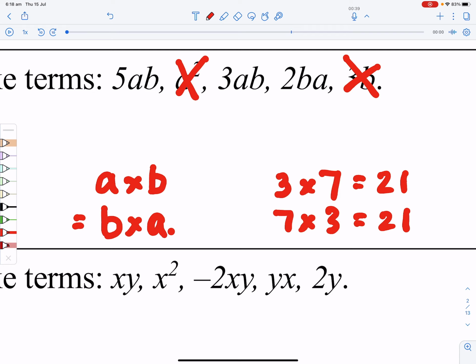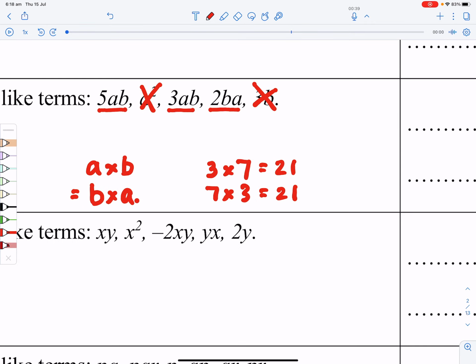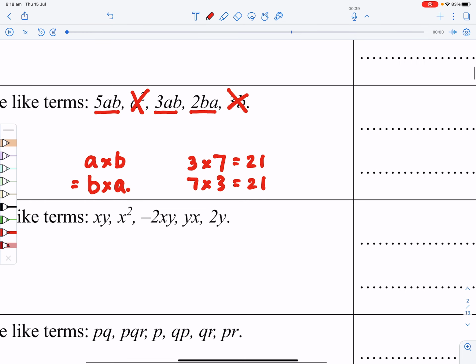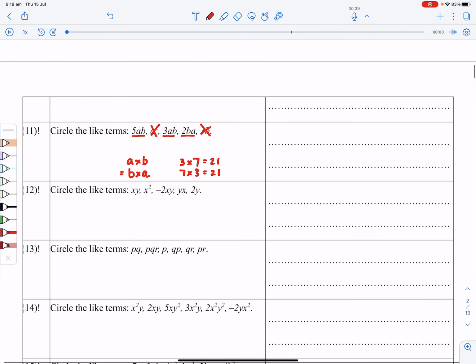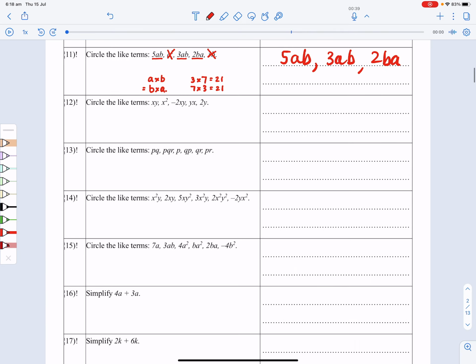So when you have 5ab, 3ab, the 2ba is also a like term. As I was saying before, ab is the same as ba. So the like terms here are 5ab, 3ab, and the 2ba. Okay, let's skip a few now. Let's go to question 14.